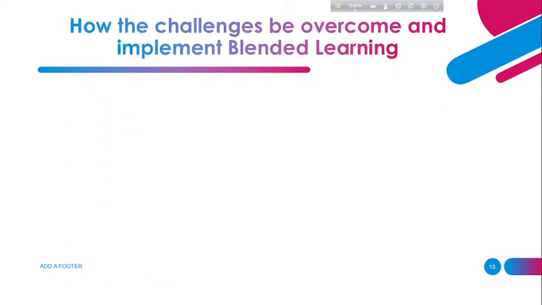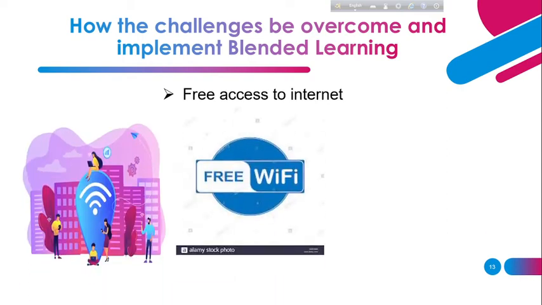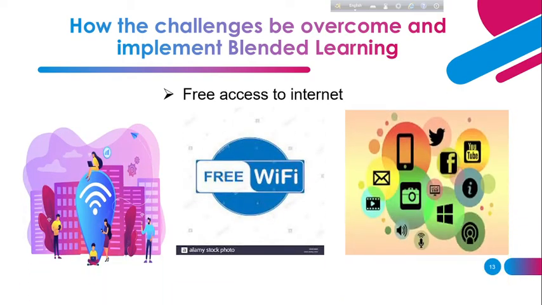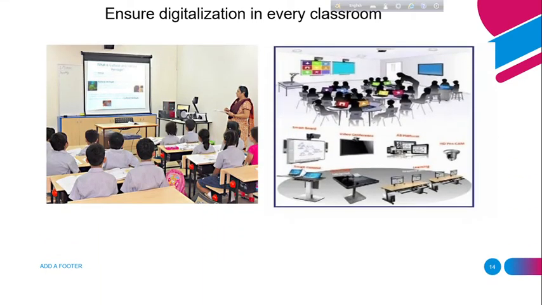So how can the challenges be overcome and blended learning implemented? First of all, we should have free access to internet. Both the students, teachers, and other instructors should have free access to internet. If it's possible, then it would be better for implementing blended learning. Then, ensure digitalization in every classroom. Every classroom should be digitalized with modern equipment that will be helpful and support the students to learn something virtually.